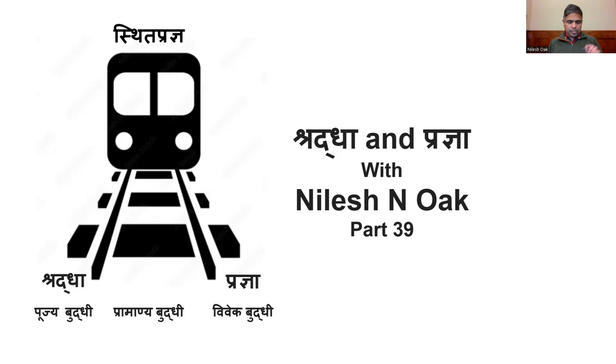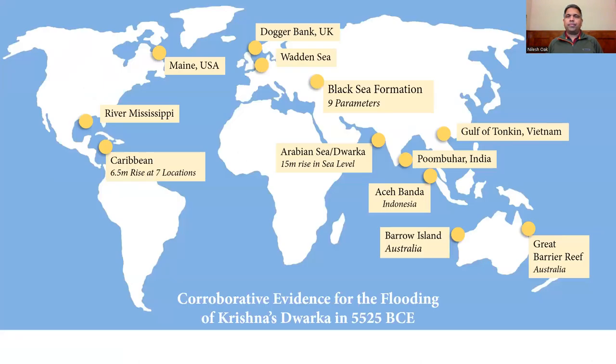All right, so this is the last session on the flooding and destruction of Krishna's Dwarka in 5525 BCE. We have looked at multiple data points. So let's count them: 1, 2, 3, 4, 5, 6, 7, 8, 9, 10, 11, 12. So there are 12 data points, different types of data, oceanography, sedimentology, seismology. Now, I don't know if I counted seismology in this, probably not.